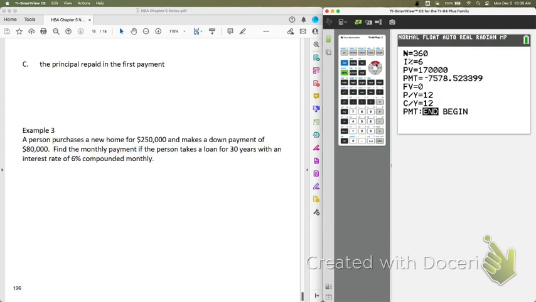So we have all of our information in here. We would like to find our monthly payment. Therefore, we solve for PMT. $1,019.24 is our monthly payment.